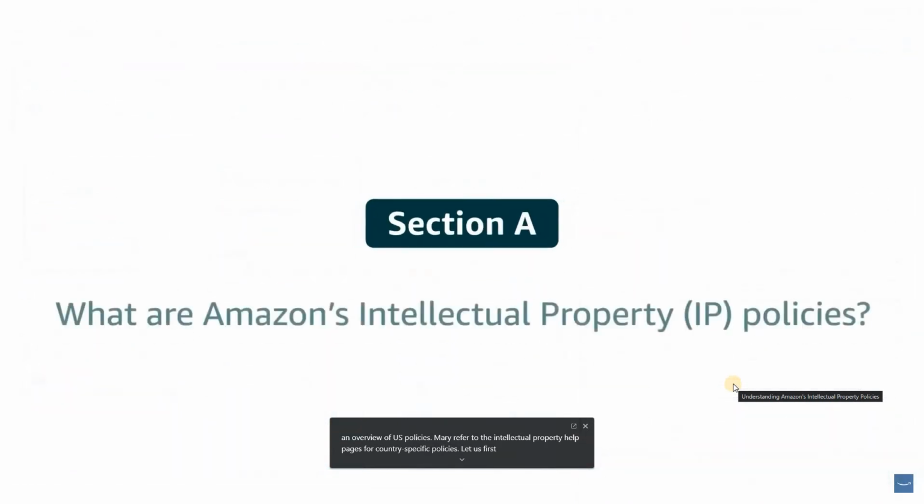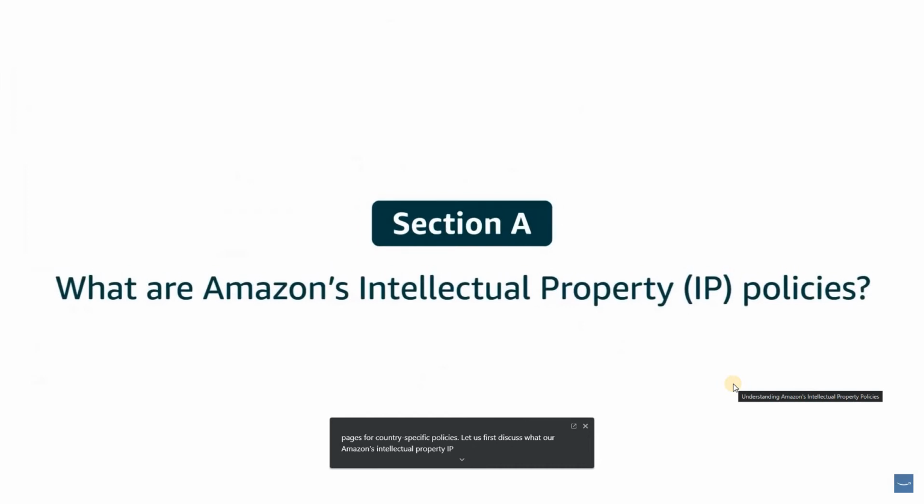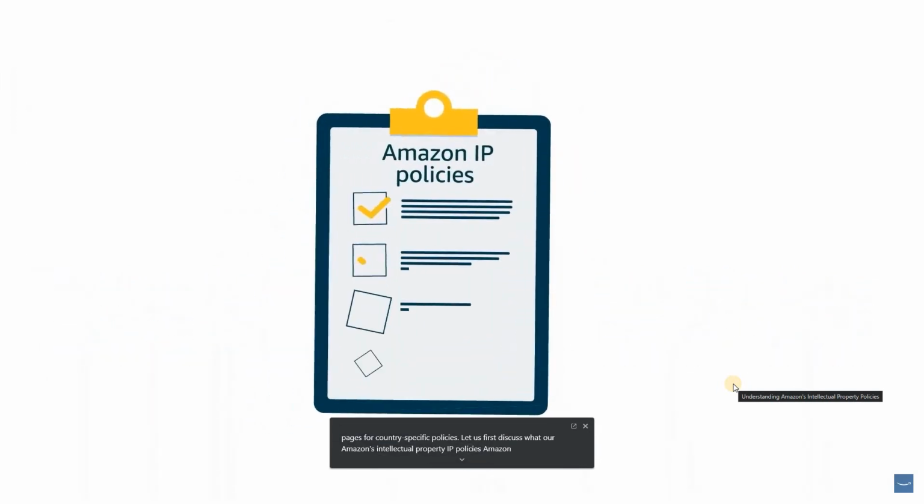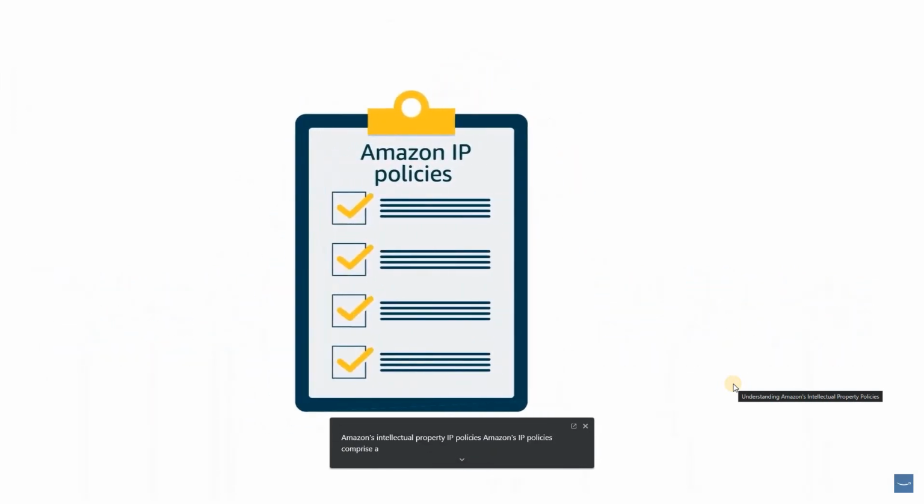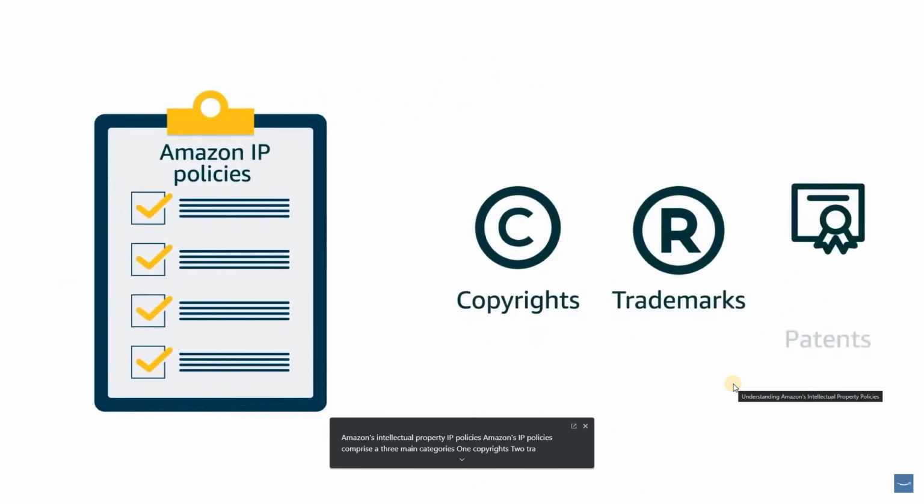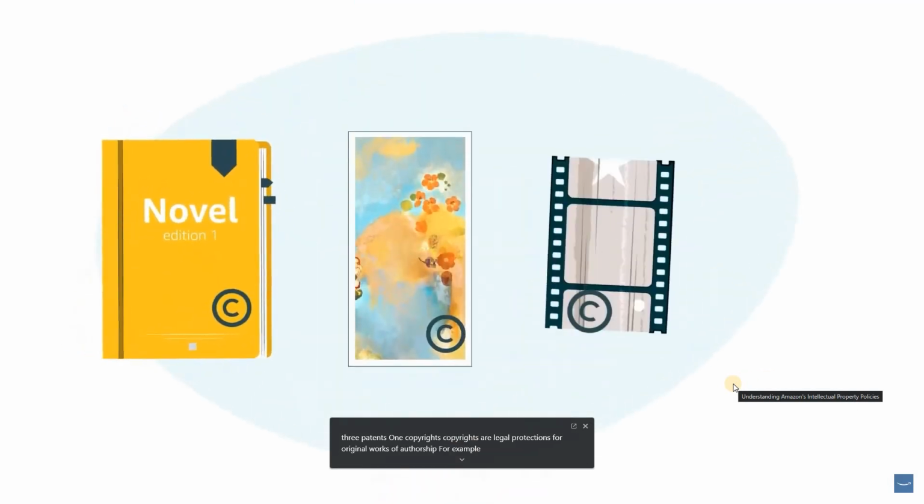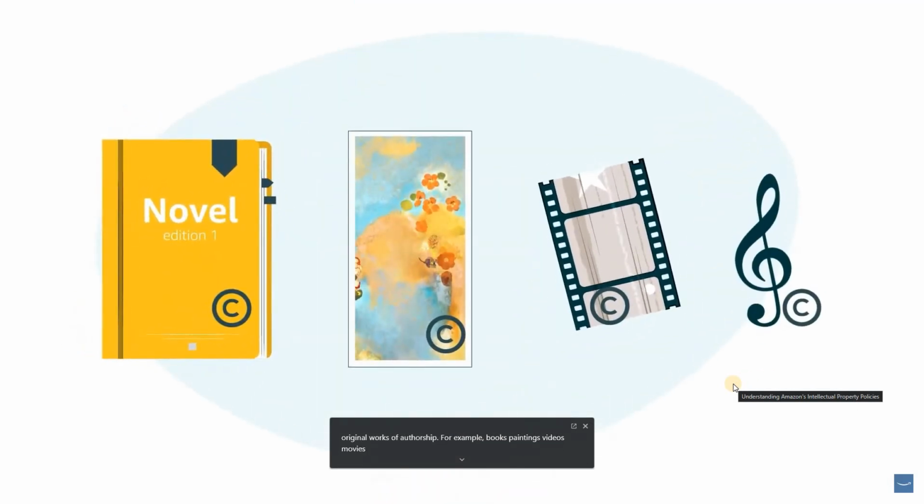Let us first discuss what are Amazon's intellectual property IP policies. Amazon's IP policies comprise of three main categories: 1. Copyrights, 2. Trademarks, 3. Patents. 1. Copyrights. Copyrights are legal protections for original works of authorship, for example, books, paintings, videos, movies, songs, etc.